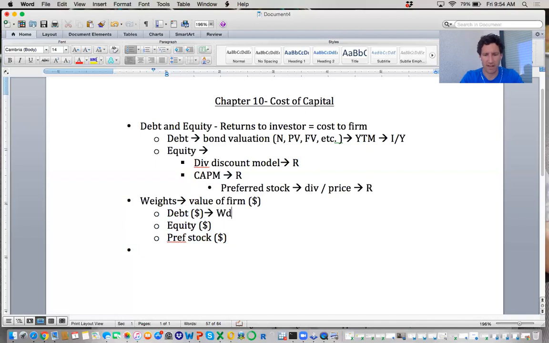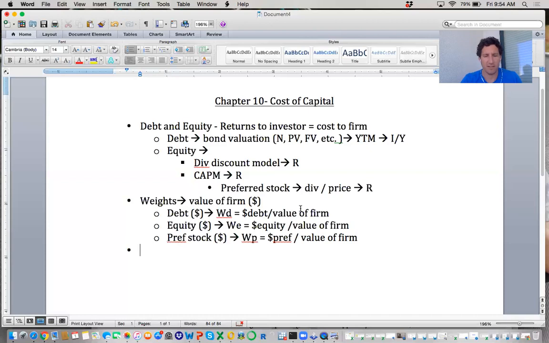So the weight of debt is going to equal dollars of debt divided by value of firm. Same with equity. The weight of equity is your dollar amount in equity divided by value of firm, and same thing for preferred stock. Okay.